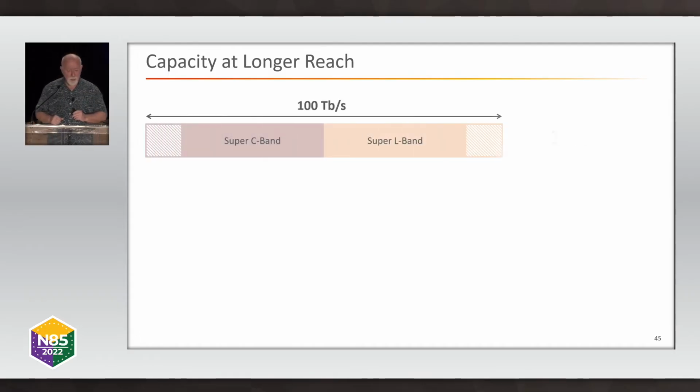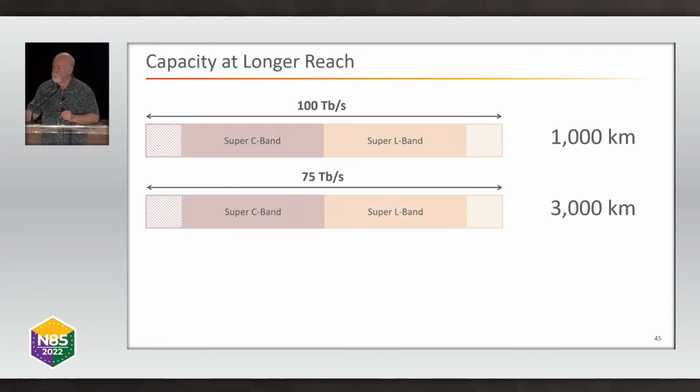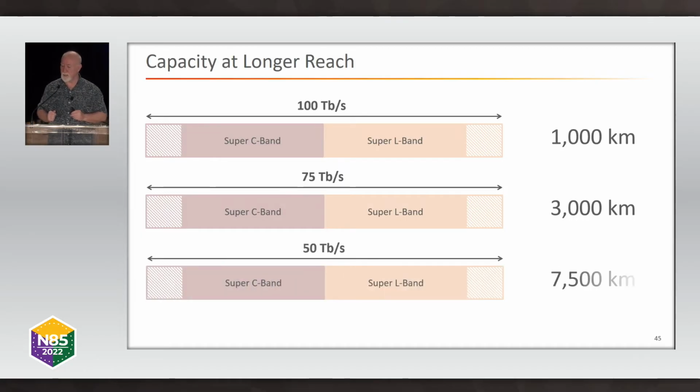Capacity at longer reaches is interesting, because those capacity numbers that I've just been talking about will give you an optical reach of about 1,000 kilometers. If you need to go further, let's say 3,000 kilometers, you'll reduce the capacity of your fiber down to about 75 terabits per second across those two bands. And then if you go to ultra long haul distances, you'll drop to about 50 terabits per second.